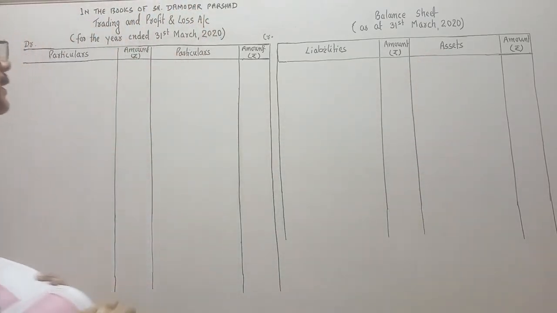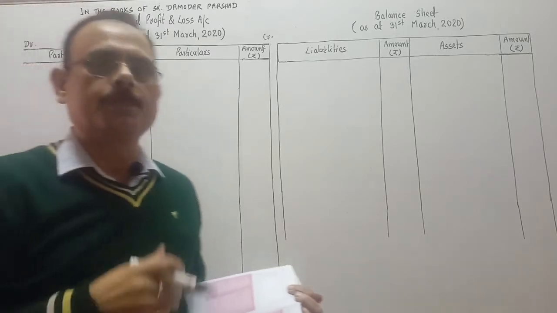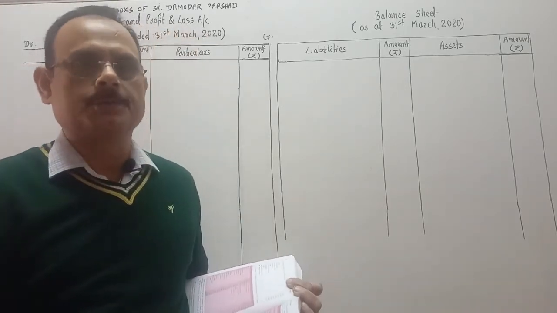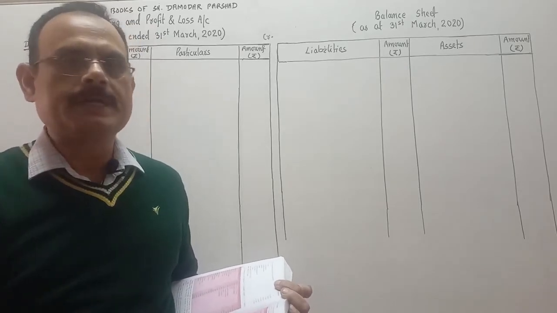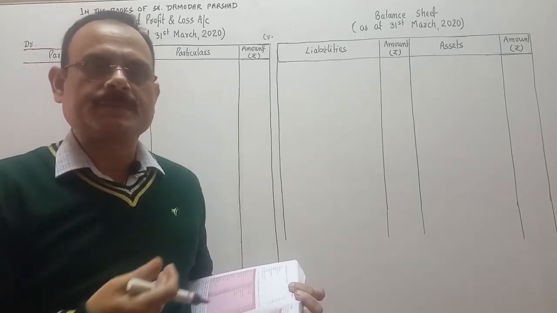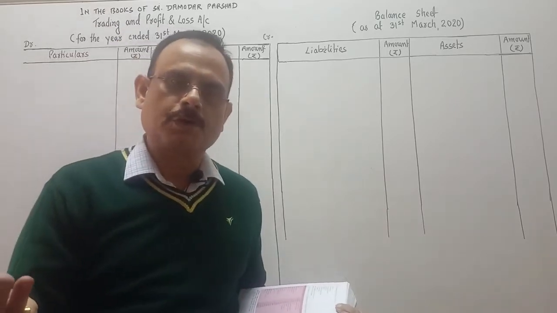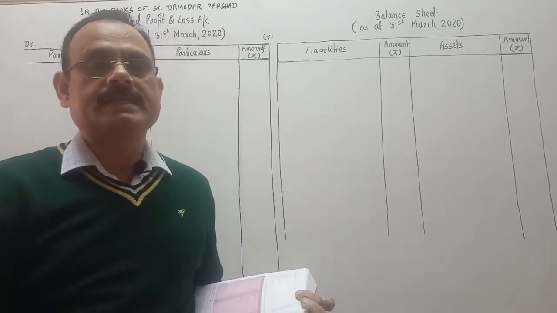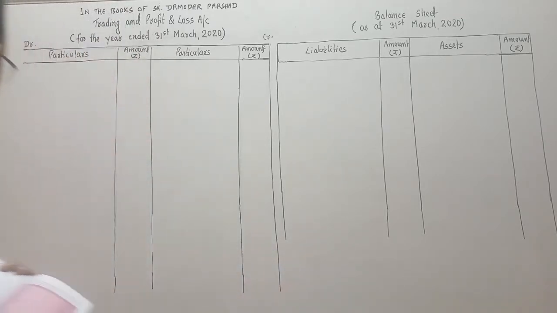So start with the trading account. What do we write in the trading account? We start with the opening stock if it is given in the question. Thereafter we write the purchase, and purchase return will be deducted from that, and all direct expenses on the debit side. On the credit side, by closing stock, by sales, or if sales return is given then we will write the sales return.